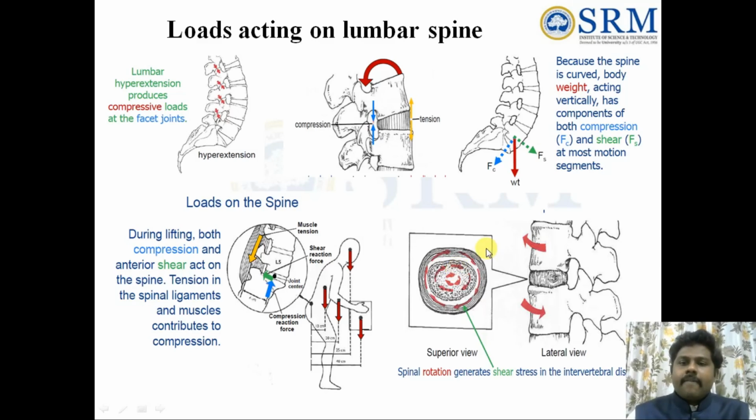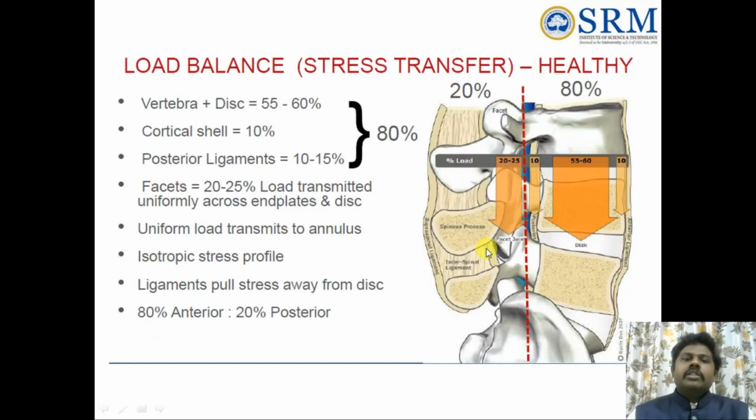Now I am taking the load balance. For example, if I take 100% as the load, I want to explain how the load is being shared in a spine. That is our major thing. Load: vertebra plus disc. This is called the vertebra, this is the vertebra. Vertebra plus disc will carry the load around 55 to 60%.